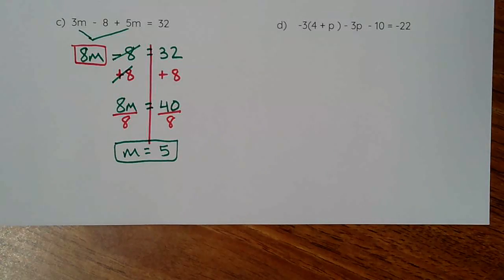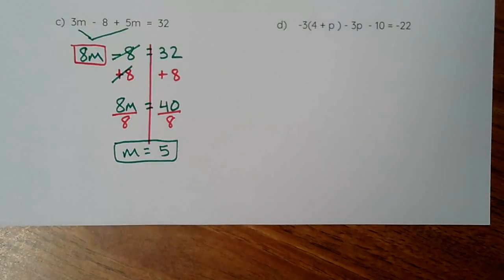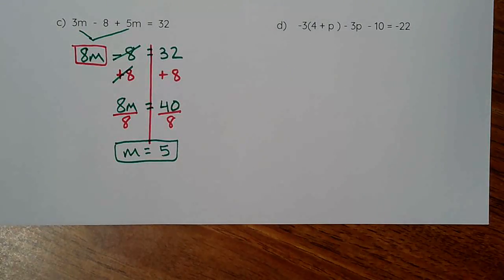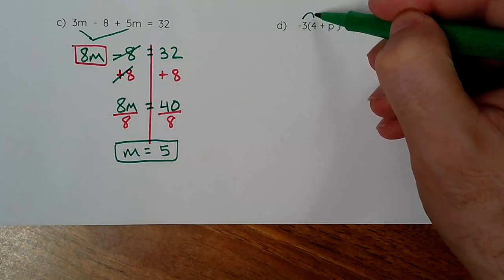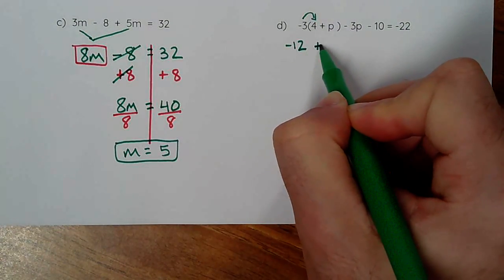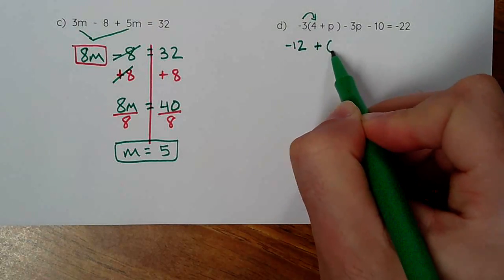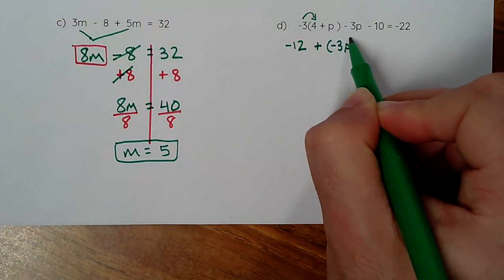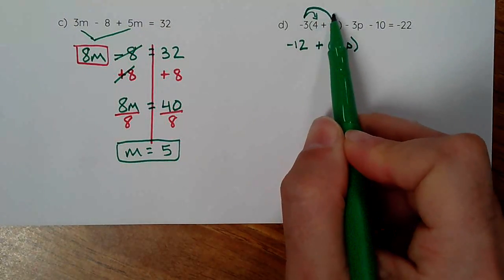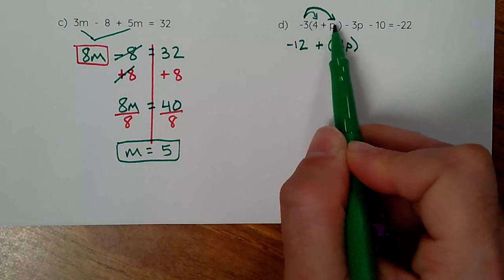Looking at D, I'm going to look for distributive property, which I have in this problem. So we're going to handle that first. Then we'll get to our combining like terms. So negative 3 times 4 is negative 12. Plus negative 3 times p is negative 3p. So I'm done with the distributive property. I've distributed the negative 3 to both of these.